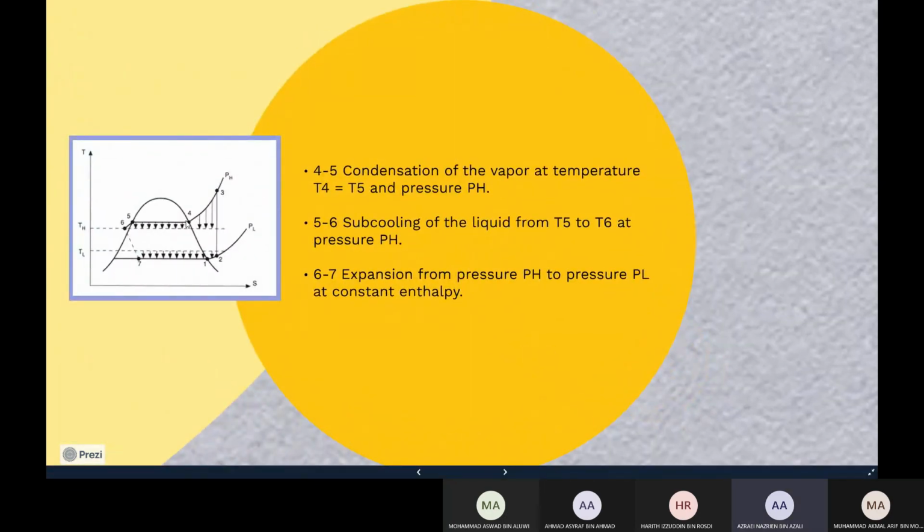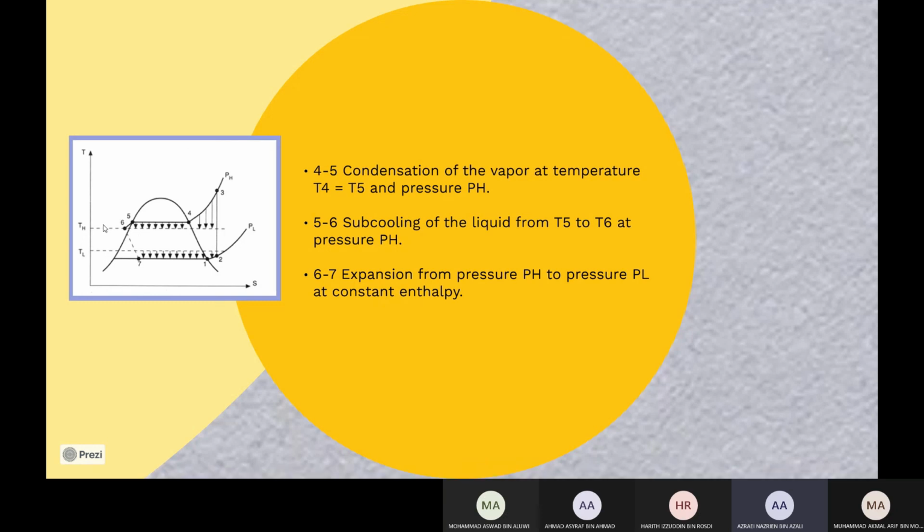For 4 to 5, condensation of the vapor at temperature T4 equal to T5 and pressure PH. For 5 to 6, subcooling of the liquid from T5 to T6 at pressure PH. For 6 to 7, expansion from pressure PH to pressure PL at constant enthalpy.